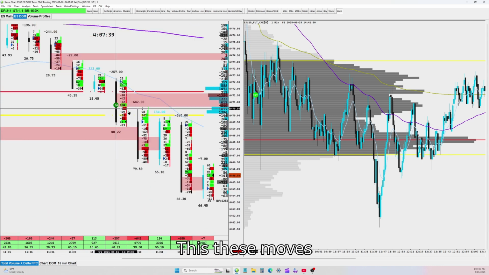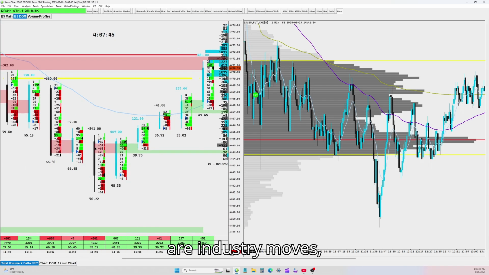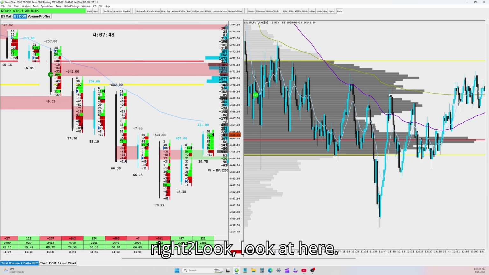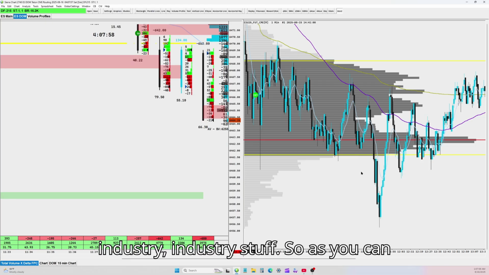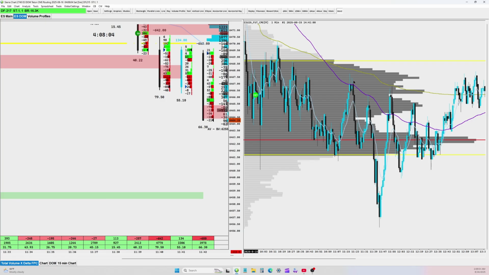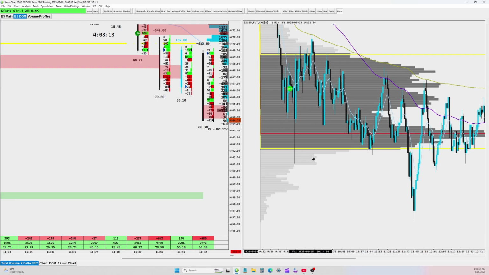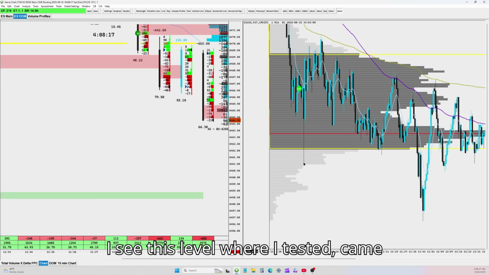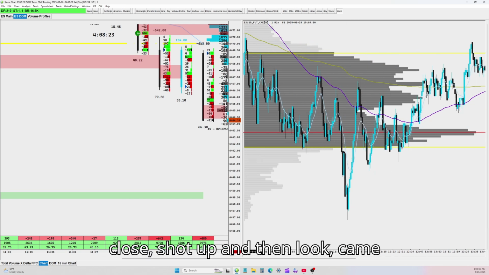These moves are industry moves, right? Look at here. Kind of held its ground. Boom, then shot up. Industry stuff. So as you can see here, look, it consolidates. Boom, makes a move. Absorption. Boom, capitulates. Comes up, capitulates, and I see this level where it tested. Came back and tested. It shot up. Came back close. Shot up, and then look.